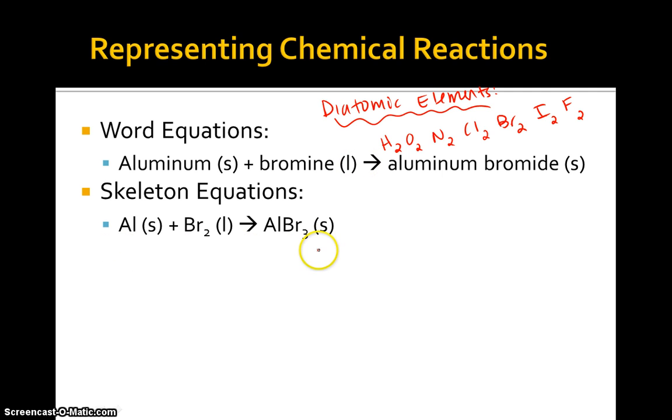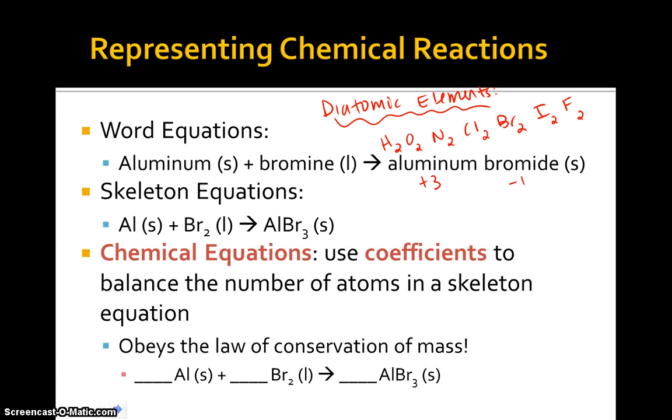So this would be our skeleton equation. Now we get AlBr3 using our charges. Aluminum is a +3 ion on our periodic table, and bromide is a -1. So in order for our compound to be chemically neutral, it would be written as AlBr3.